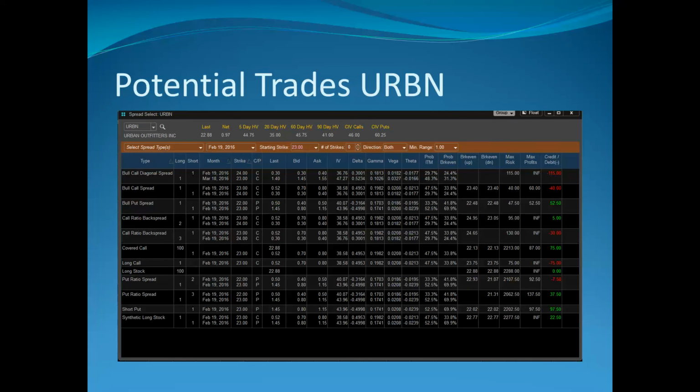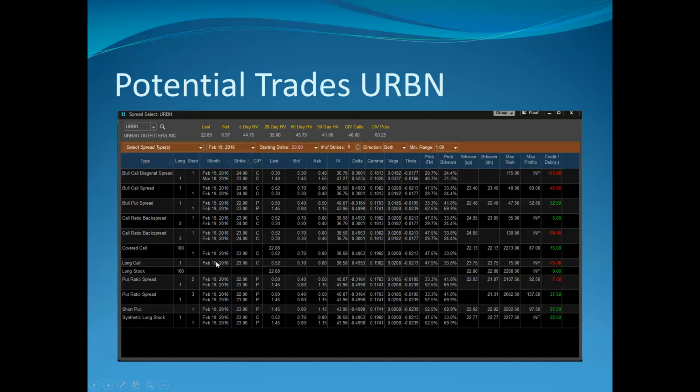Now, I might decide to go with options. This is from Options Pro, and what I'm looking at are various trades. So for example, if I bought 100 shares of stock, all I can lose is $2,288 and I have infinite gain. All right, but I have to spend a lot of money to buy that stock.